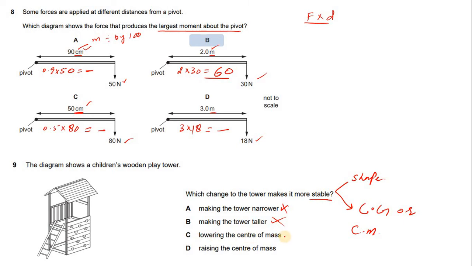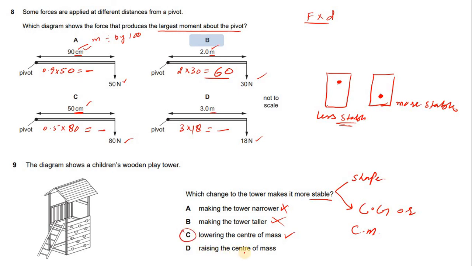Lowering the center of mass, indeed. If you have one object of some size and another object of the same size, but the difference is the position of the center of mass, of course one is more stable compared to the first one, and the other is less stable. So the center of gravity should be lower if you want a structure to be stable. So lowering the center of mass will make the structure stable. So option must be C. Raising the center of mass, of course, is higher, so it is less stable. So option is C.